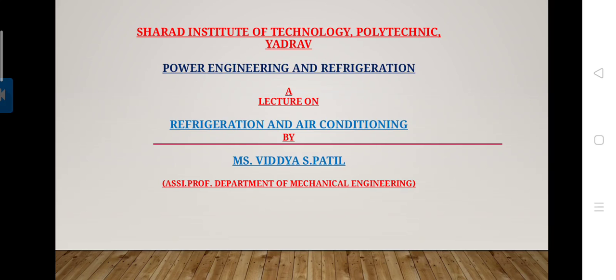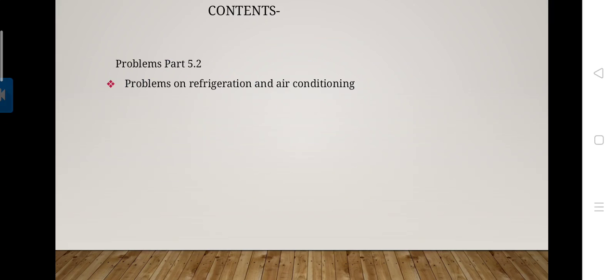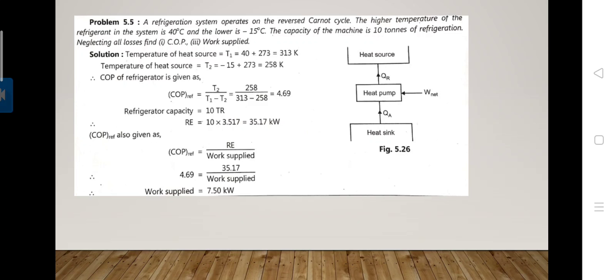Today we are going to continue the problem series of refrigeration and air conditioning for the subject Power Engineering and Refrigeration. In this session we are going to cover the problems related to refrigeration and air conditioning systems. First we see the problem. I read the problem statement here.